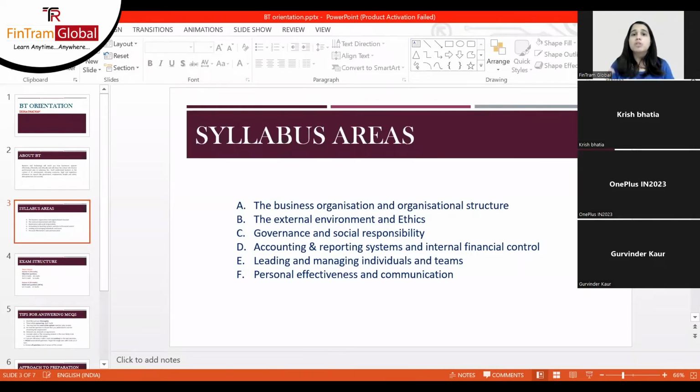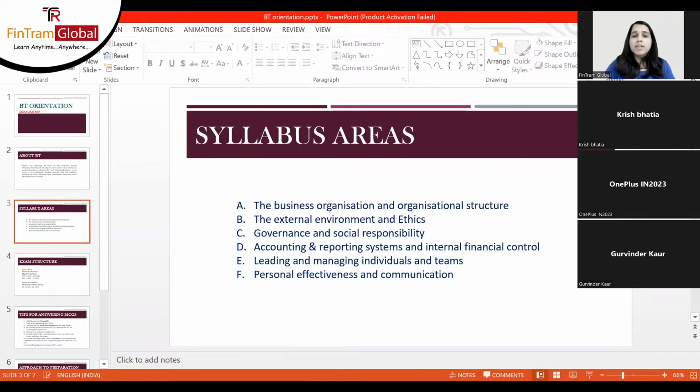Then there are your not for profit making organizations. You will see in that what all categories are there, like your school or any organization which, let's say, the government has set up to help the general public. Then you'll learn about your public sector organization, private sector organization. So this is something which is covered in detail in this particular chapter.